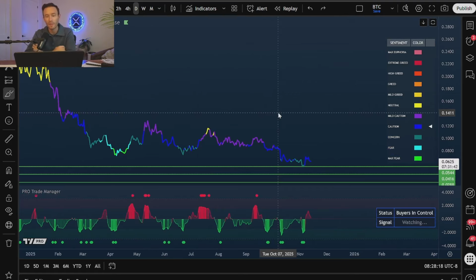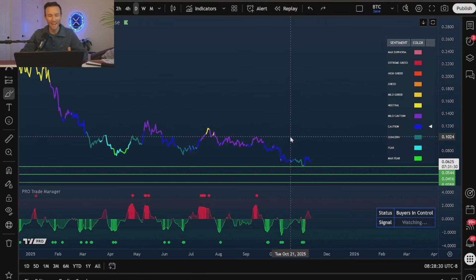So let's play this out. If the market moves back down here and we get into concerned, you can enter a dollar cost average entry if you choose. If you have a green dot, that's even more confirmation. Where are you looking for an exit? Look for an exit when you get a red dot. It's really not that complicated.